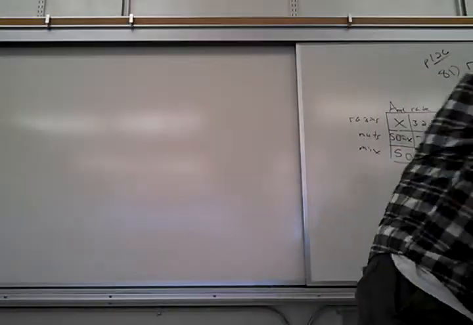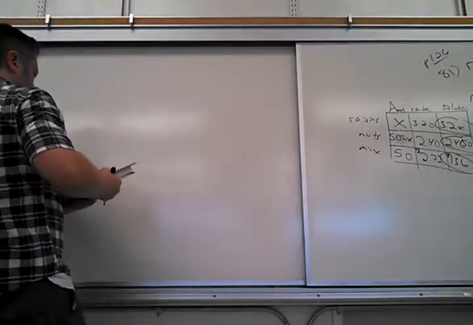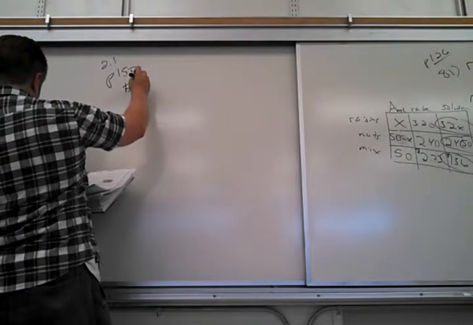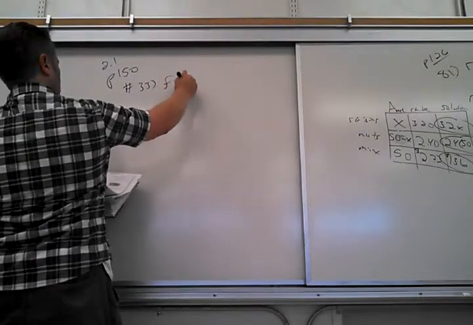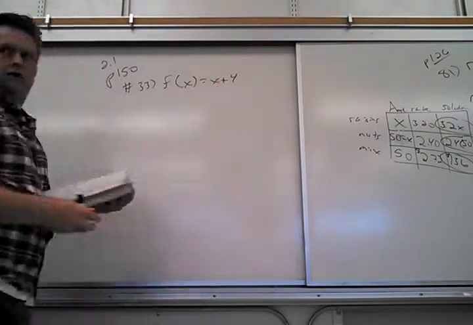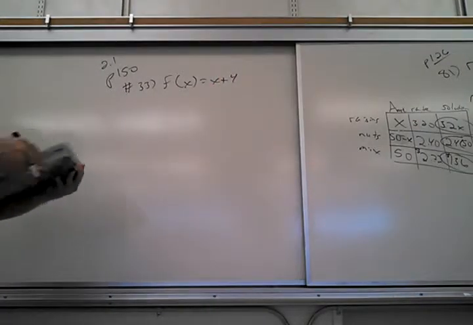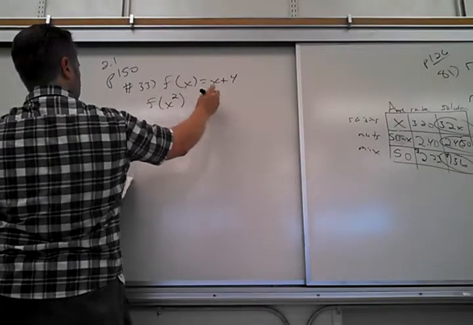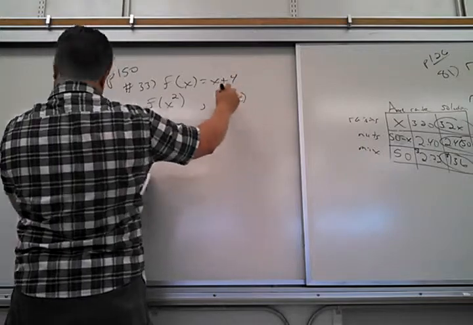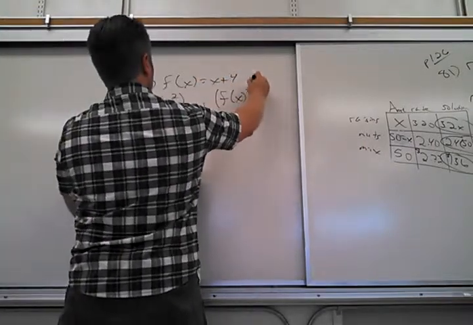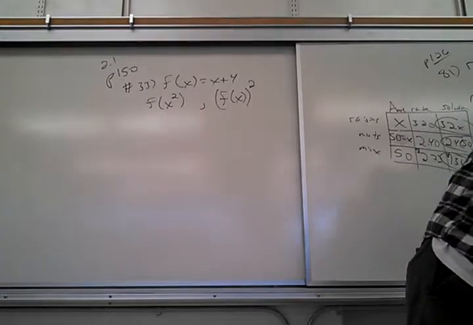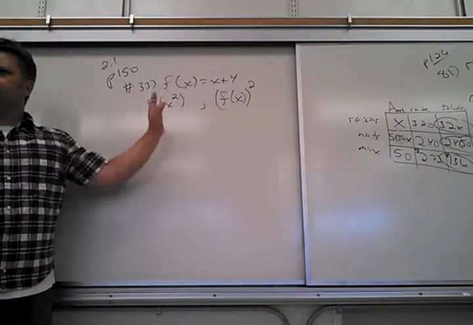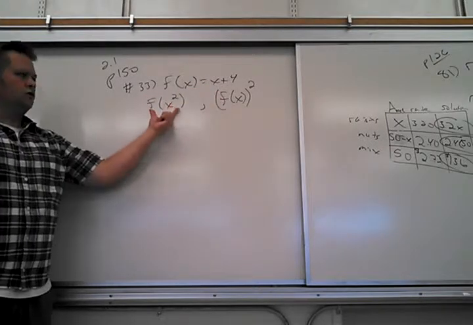So they give you f of x is x plus 4. This is page 150, section 2.1, number 33. And then they ask you these weird things. What's f of x squared? And what's f of x, squared? Right. Just saying it sounds like the same thing, but obviously there are very different ways of doing each of these. What does this one want you to do?